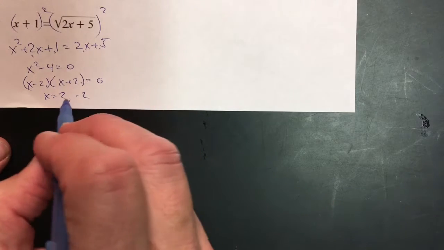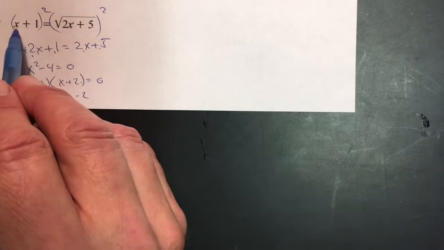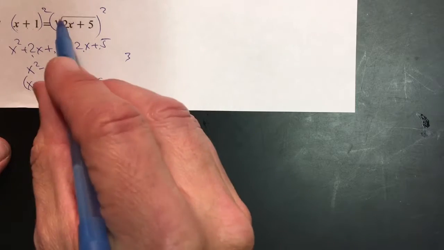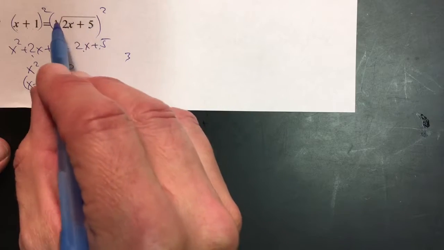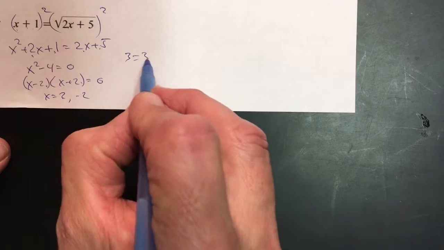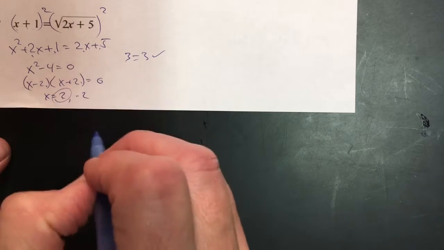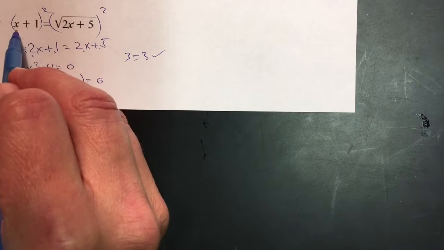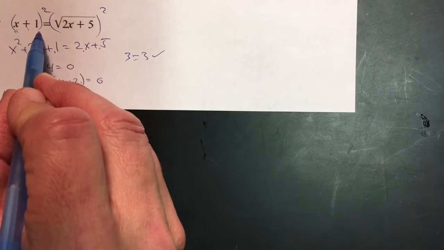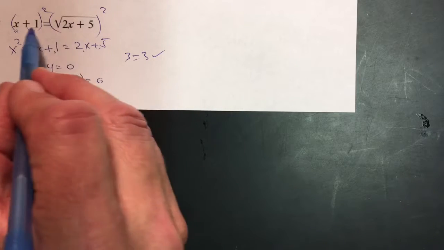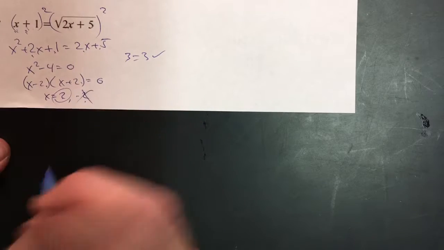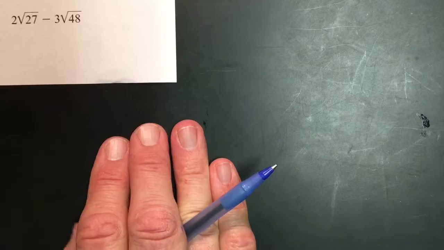And then, just go check your answers. By putting the 2 in here, you get 2 plus 1 is the 3. Put 2 here, it's 4. 4 plus 5 is 9. Square root of 9 is 3, so 3 equals 3. That checks. That's good. It's a good answer. -2, so you put the -2 here, you get -2 plus 1 is -1. So the square root of anything can't be -1, so that answer falls out. You just have that one answer.